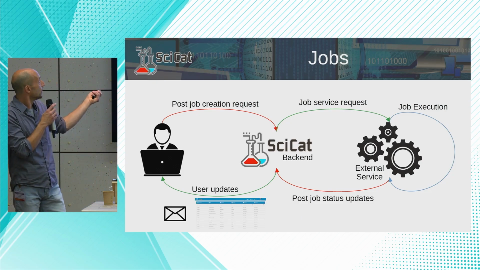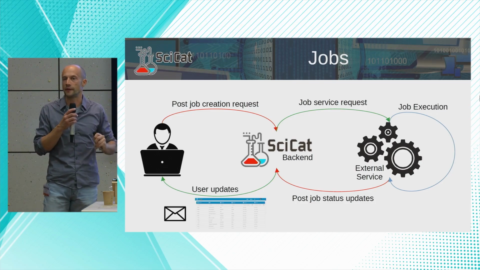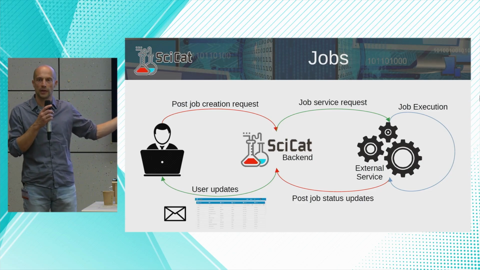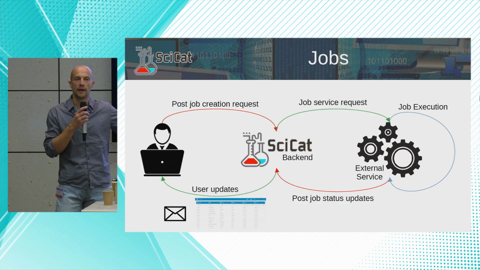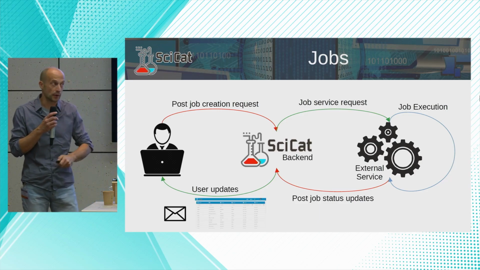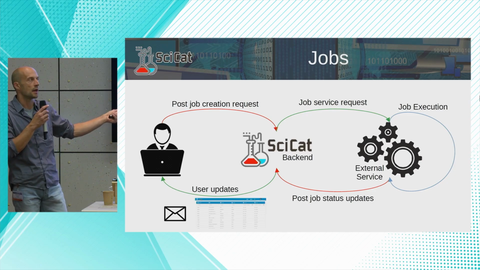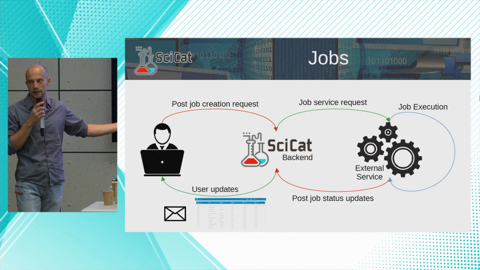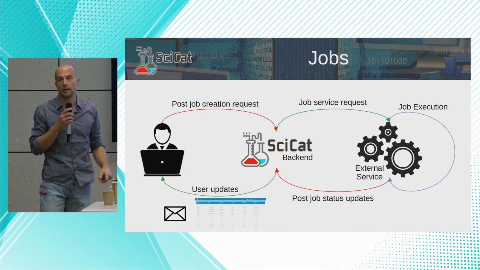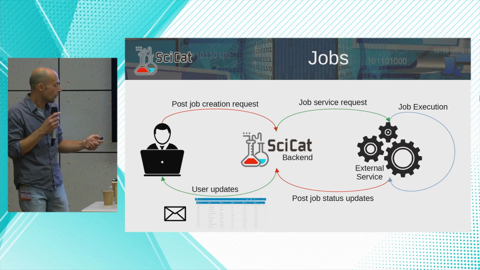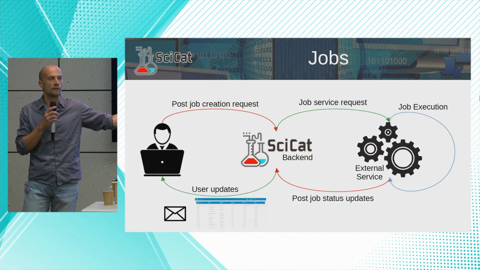And so the user says, okay, I want to create an archive job that works on this specific dataset. SciCat makes sure that it has a record, and then talks to the external service that has the capabilities to do that. The external service executes the job and provides the status updates, and then the user can decide, I just want to see what the results are, or maybe I want to get an email or another way of communication. Why have we done it this way? Because, again, this service changes from facility to facility.